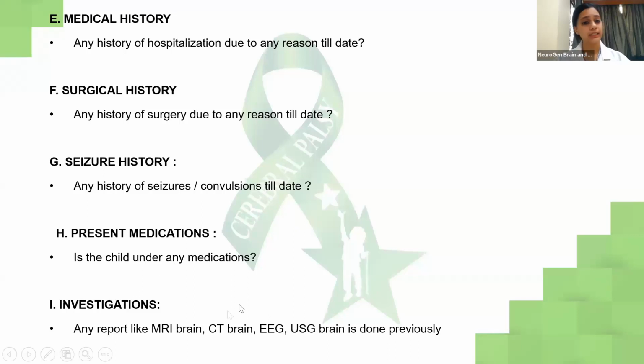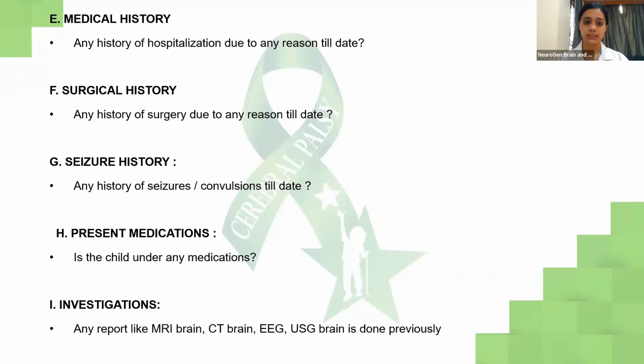Then comes the medical history. If there is any history of hospitalization of the child due to any reason till date, it could be high fever, it could be febrile seizures, it could be any pneumonia, any distress. All of this needs to be mentioned, and what all medication he was under needs to be mentioned.